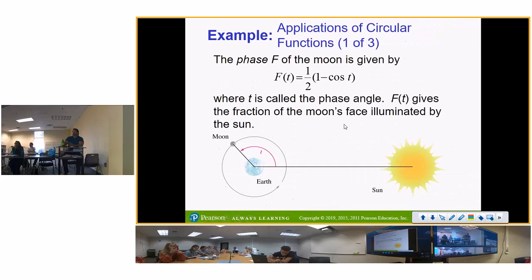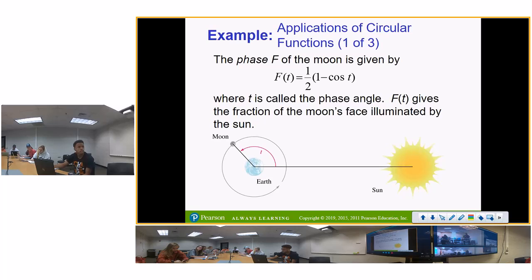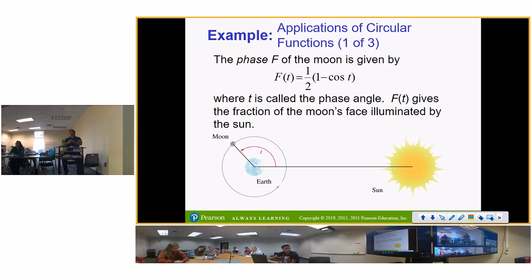I want to spend more time on the previous section, which a lot of your test questions are going to come from. All right, application of circular function, phase of the moon. Write that down. F of t is equal to 1/2 times 1 minus the cosine of t, where t is called the phase angle. F of t gives you the fraction of the moon's face illuminated by the sun.